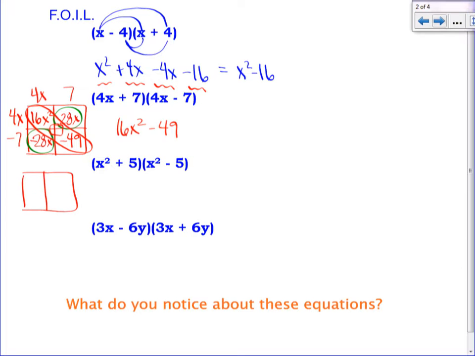We'll do this one. You're going to want to get really used to seeing these windows for the window method. So we got x squared times x squared. What's that? x to the fourth. 5x squared. Negative 5x squared. And negative 25. These two cancel out again. You're seeing a pattern, hopefully.